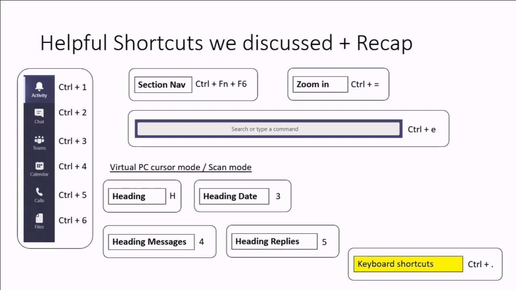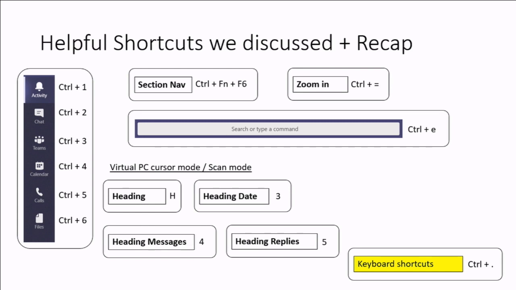The next thing I want to call out again is Control 1 through 6 will let you navigate to each of the apps in the app bar in the order of activity, chat, Teams, calendar, calls, and files, 1 through 6. As I just mentioned, Control E lets you go to the search or type a command field at the top of the screen.